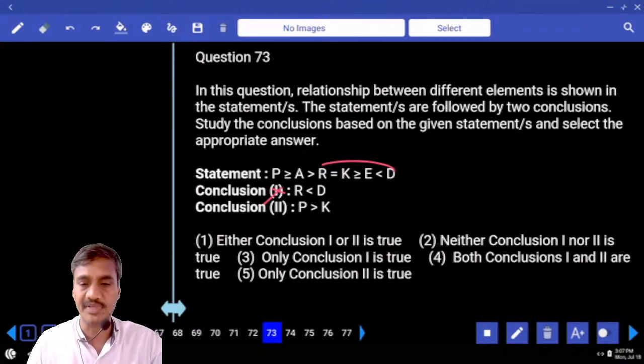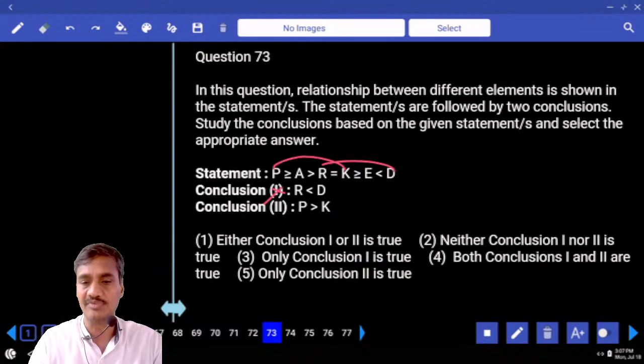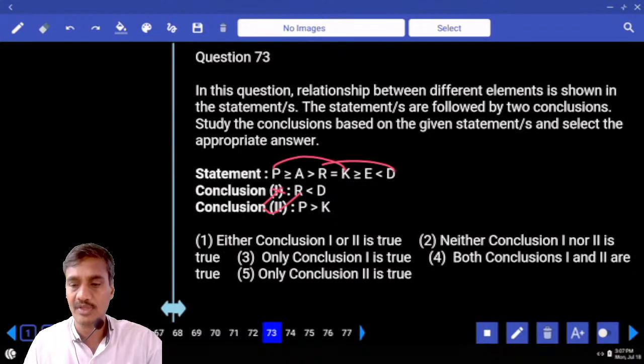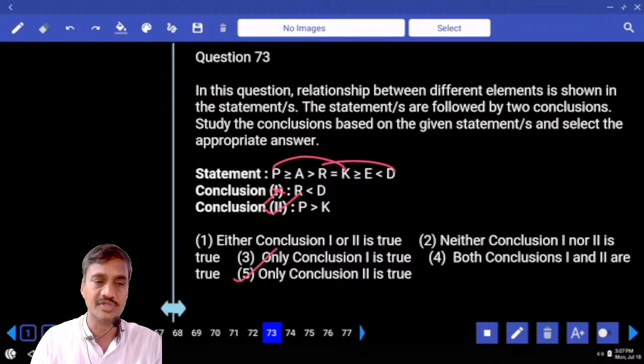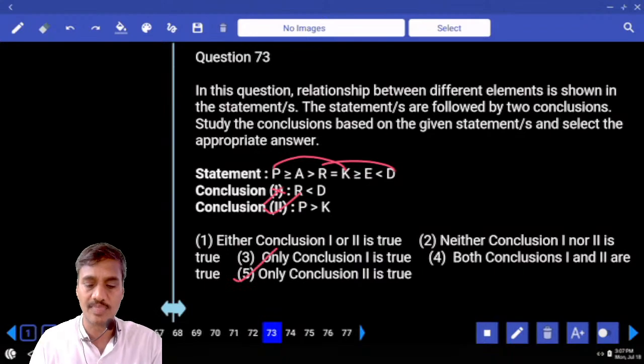And the next one, P and K. Now between P and K, tell me which symbol is common: greater than. Hence P greater than K, definitely true. Only 2 follows, only 2, that is choice 4 for question number 73.